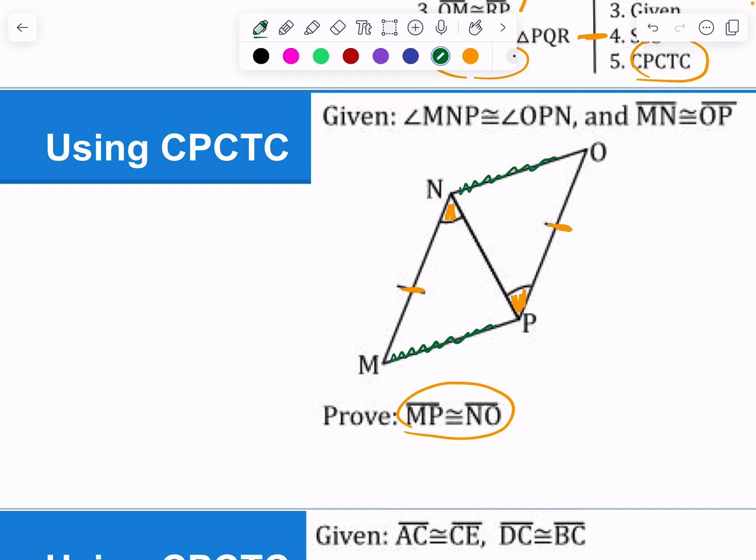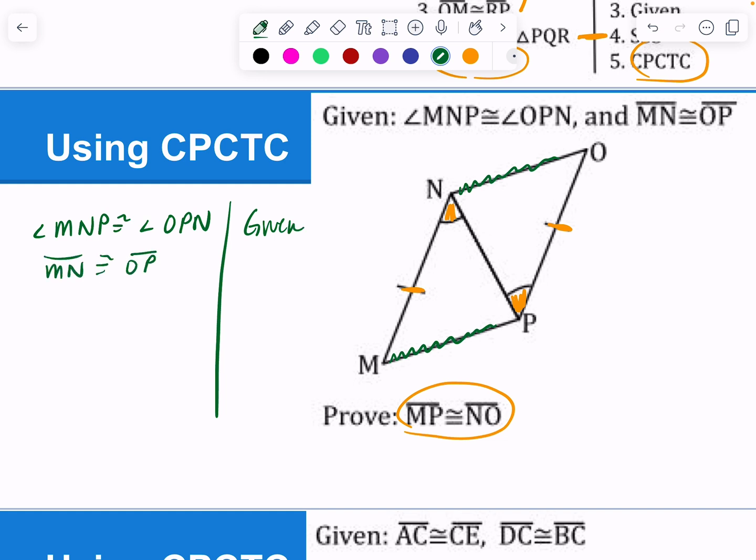Well, there's nothing that I can say about that right now. I can only do my congruency, my triangles first, right? So I could say triangle MNP is congruent to triangle OPN, and that was given. I can say that MN is congruent to OP because that was given. And then I can also say NP is congruent to NP, and that's because of the reflexive property.